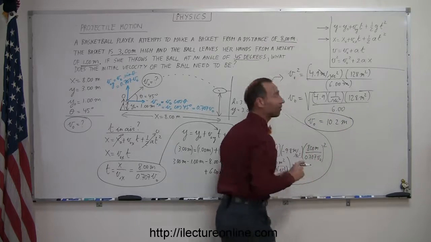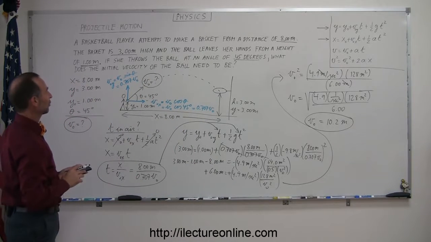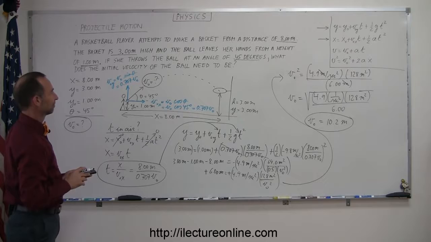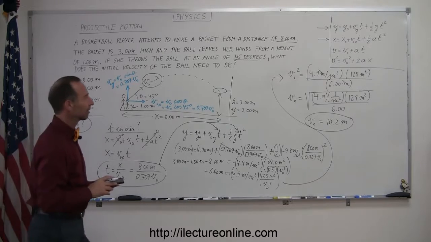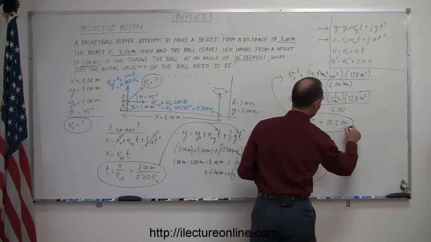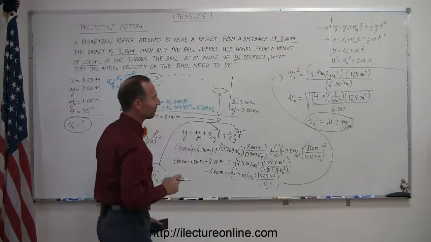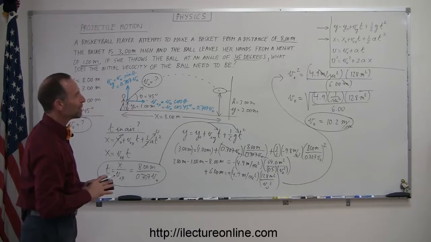That should be the initial velocity of the basketball if she has any aspirations to hit that basket. And, yes, I forgot something. Thank you. Meters per second. Velocity in terms of meters wouldn't be very good, would it? 10.2 meters per second.